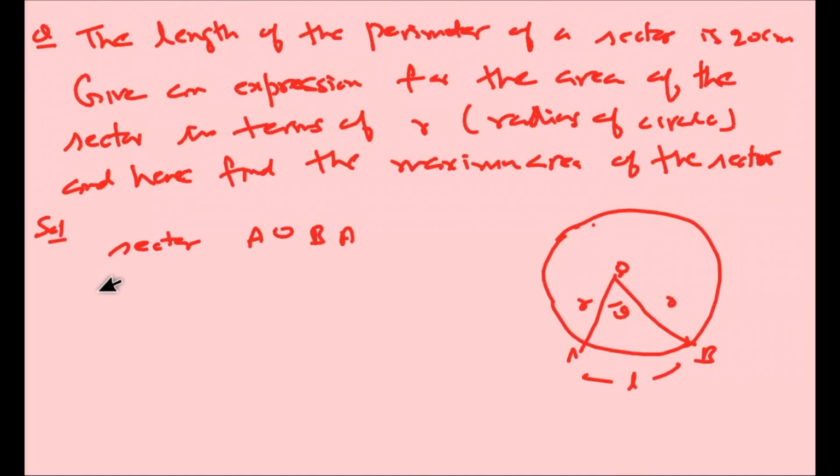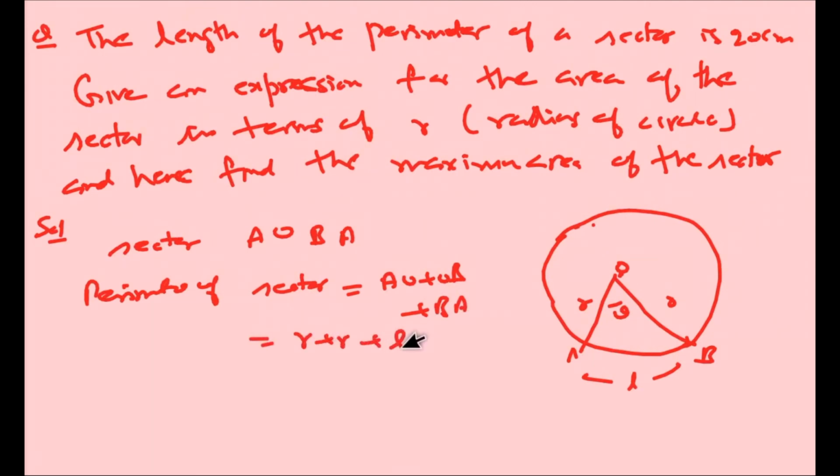Perimeter of the sector is AO plus OB plus arc BA, equal to R plus R plus L, equal to 2R plus L. Okay, and it is given as 20. The perimeter of the sector is given as 20, right?